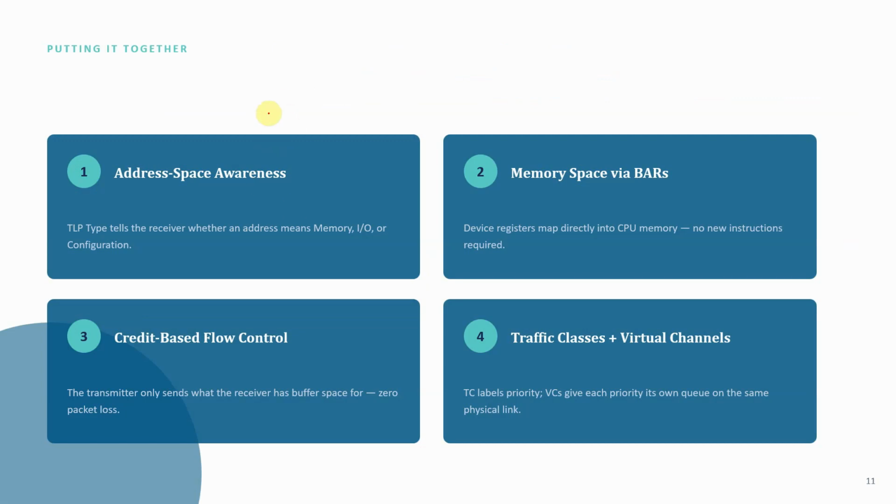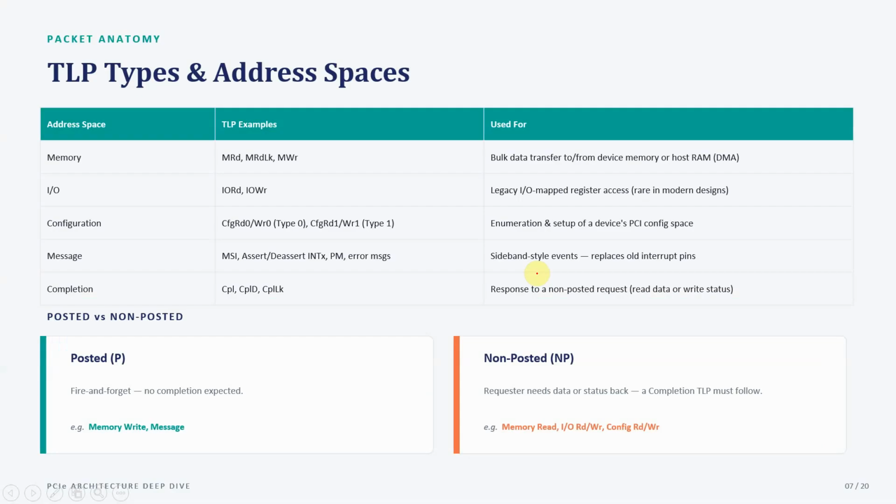So our particular transaction layer is basically address space aware and memory space, and next is credit based, and next is traffic class plus virtual channels. So as I've said, TLP types, I'm going to have different kinds of types. One is memory. The address space may be a memory address, or it may be IO, or it may be configuration, or it may be message, or it may be completion. So for memory, we are going to have memory read, memory locked, and memory write. Memory locked, where bulk data is transferred to or from the device memory or host RAM. And next is IO, where I'm going to have IO read and IO write and so on.